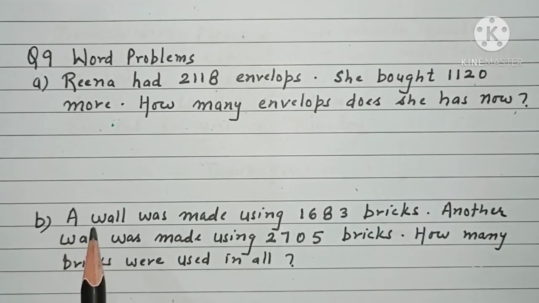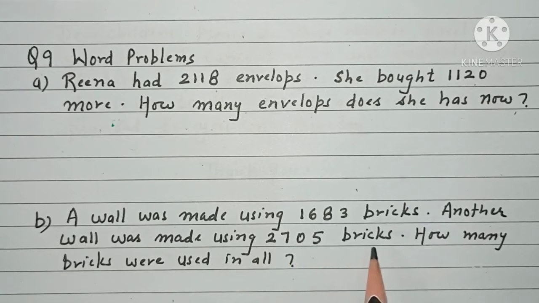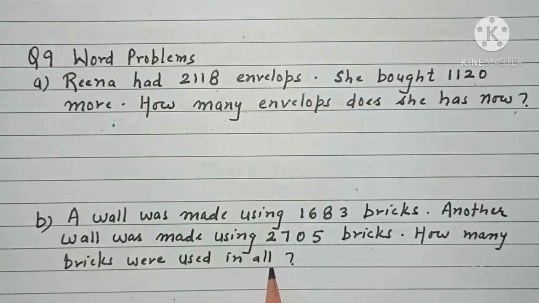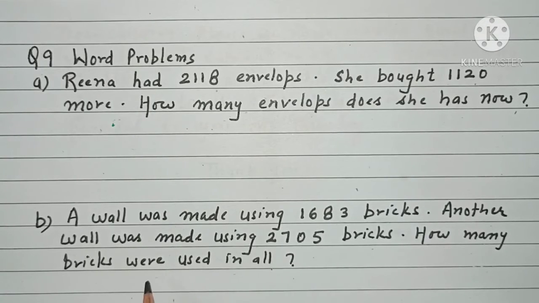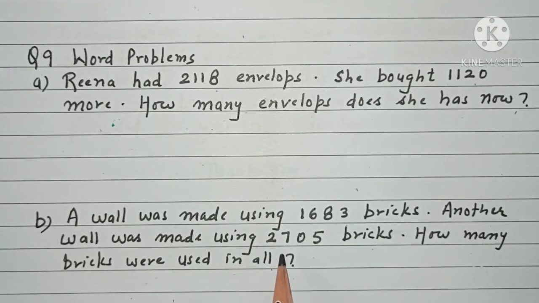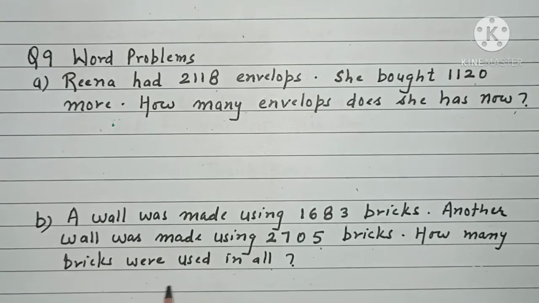And the B part, a wall was made using 1683 bricks. Another wall was made using 2705 bricks. How many bricks were used in all? So here, first of all, bricks used in making one wall are 1683. Bricks used in another wall are 2705. So just add up both and you will get the bricks which were used in all.